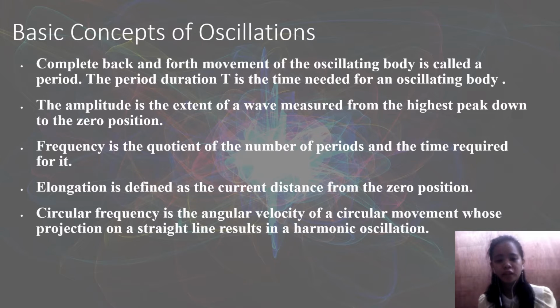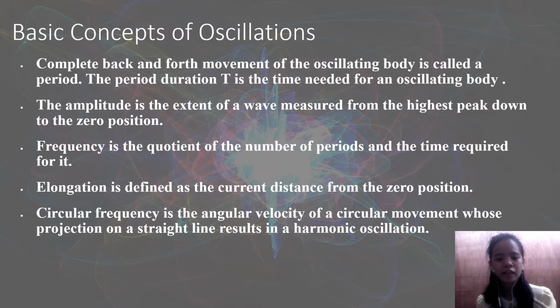So, basic concepts of oscillation. A complete back and forth movement of the oscillating body is called a period. The period duration T is the time needed for an oscillating body to complete it. The amplitude is the extent of a wave measured from the highest peak down to the zero position. Frequency is the quotient of the number of periods and the time required for it. Elongation is defined as the current distance from the zero position.